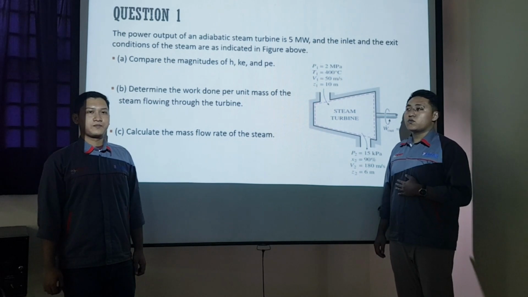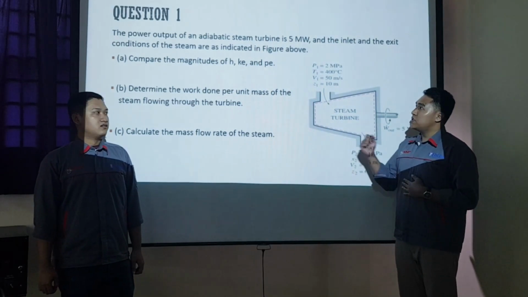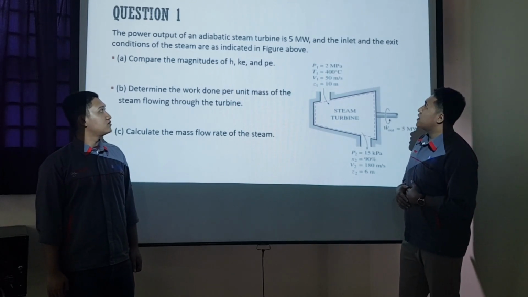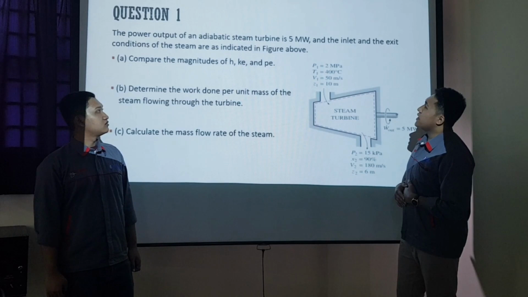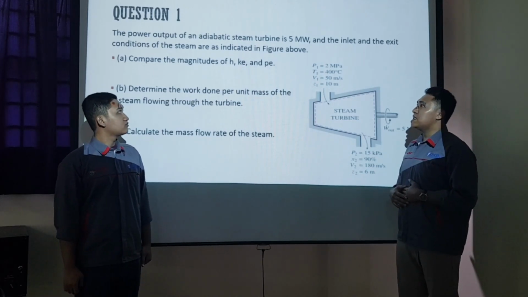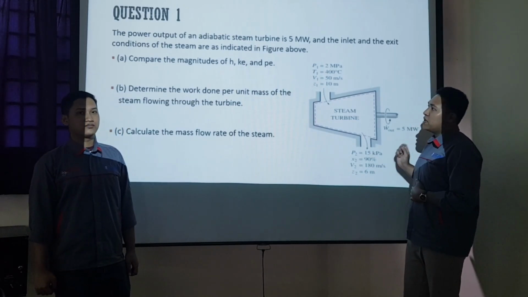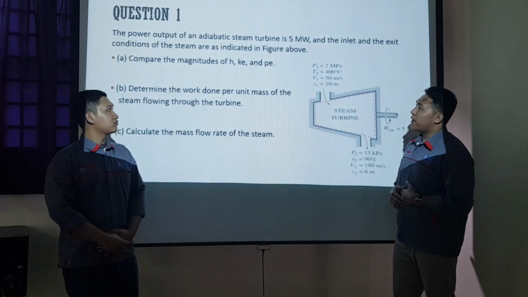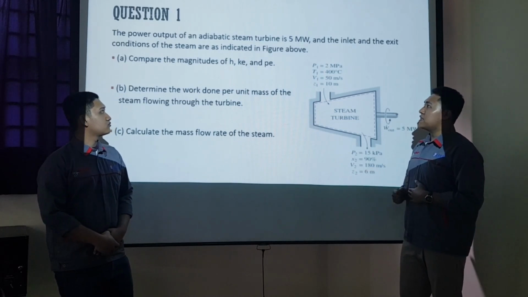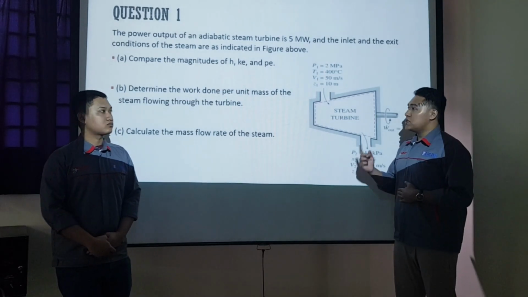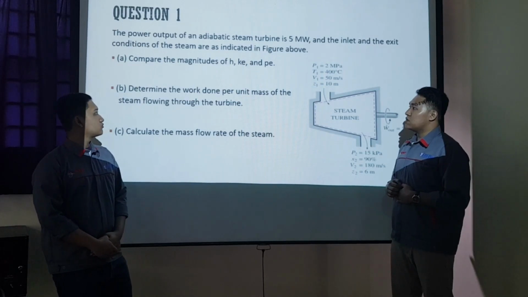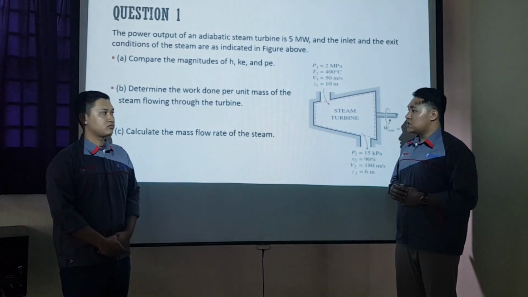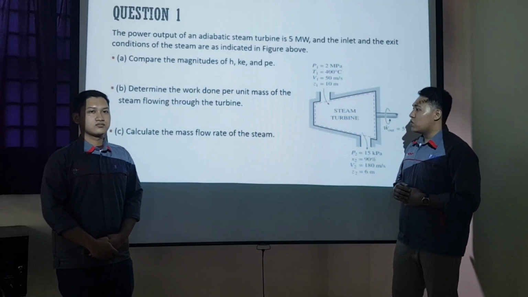For question 1, the power output of an adiabatic steam turbine is 5 megawatt, and the inlet and the exit conditions of the steam are as indicated in the figure above. They ask us to compare the magnitude of enthalpy, kinetic energy, and potential energy changes. For question B, determine the work done per unit mass of the steam flowing through the turbine. And for question C, calculate the mass flow rate of the steam.